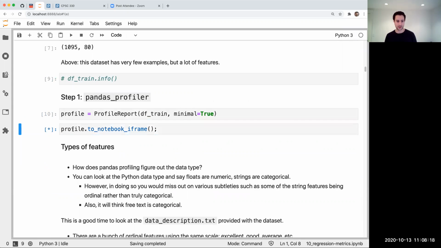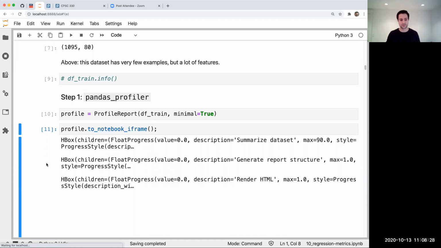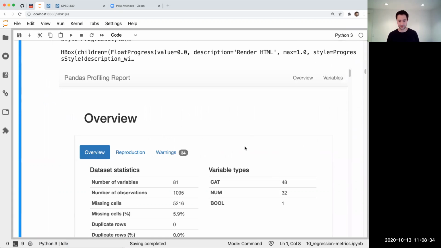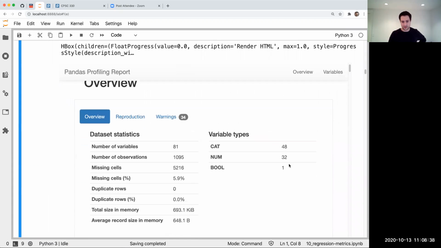We could do the pandas profiling, which I should have run while I was talking because it takes a couple minutes to run. But if you recall from a couple weeks ago, this is just a nice package to, oh, that wasn't so bad. I guess the small data set. To just let us investigate. So what do we have? We have 48 categorical variables, 32 numerical variables.